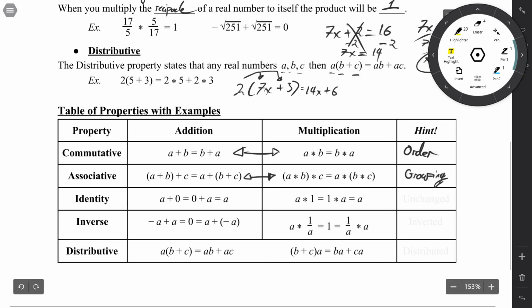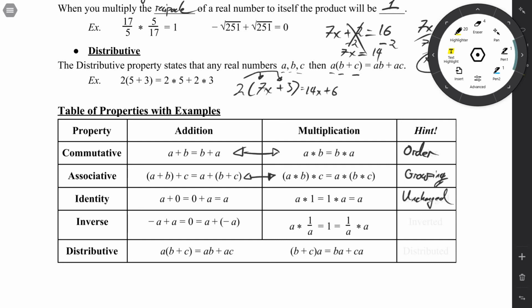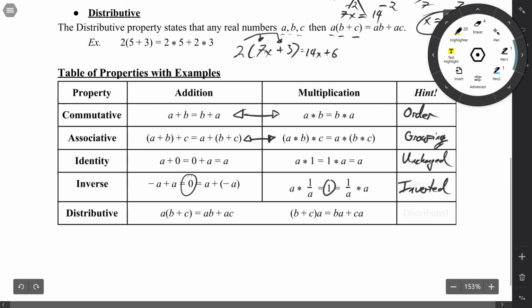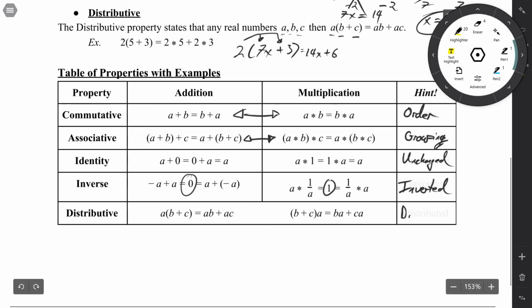The identity property is just that unchanged property. If you add 0 to a number or multiply a number by 1, it's not going to change at all. The inverse property is that inverted or getting rid of, canceling out. I just think of it as inverted because that's what you need to do to a number to get either to 1 or to 0. You need to invert the number. And then the distributive property, it's pretty much in the name there, distribute.